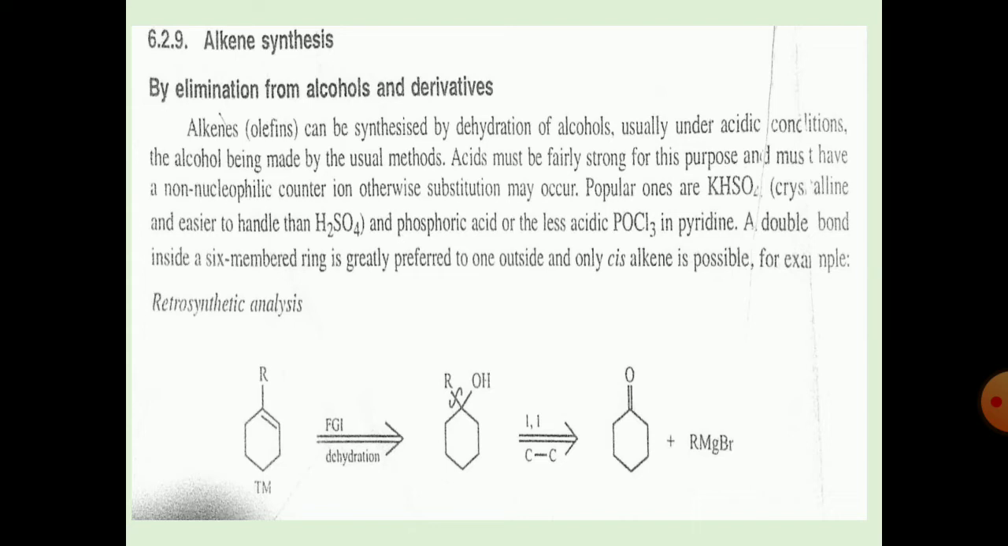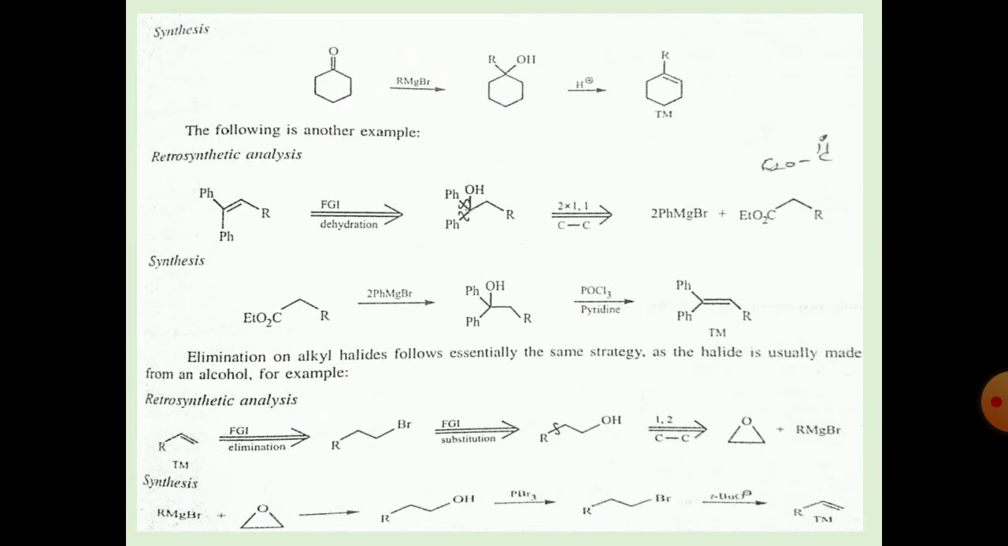So what is the synthesis from this retrosynthetic analysis? The first step is that a ketone is reacted with the Grignard reagent. RMgBr means R has a negative charge, R is a negative nucleophile. So the nucleophile is attached to this carbonyl group, forming this alcohol, and the last step is dehydration, removal of the H2O molecule.